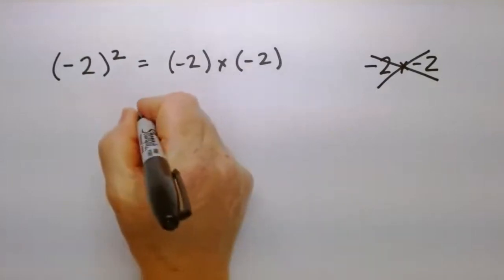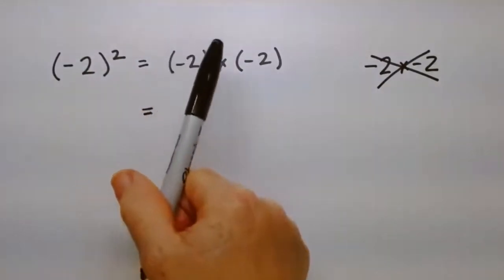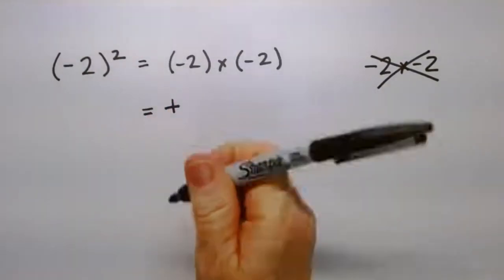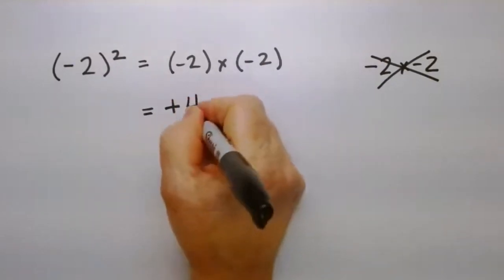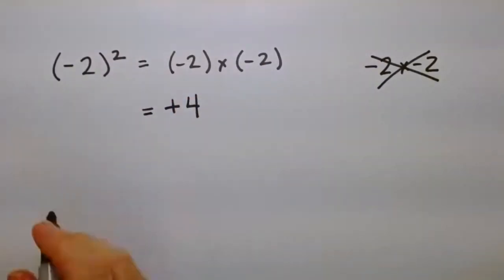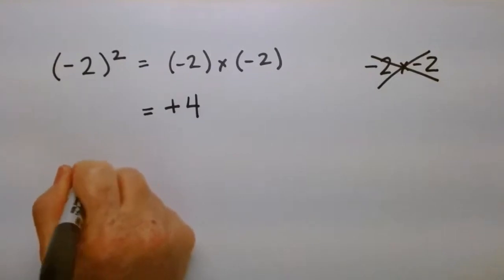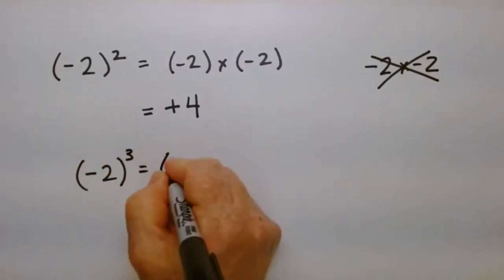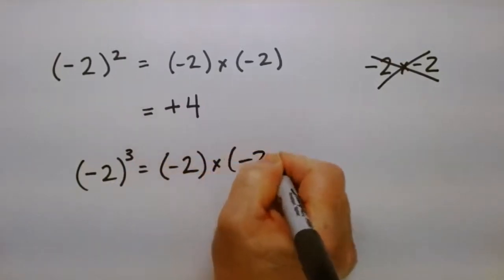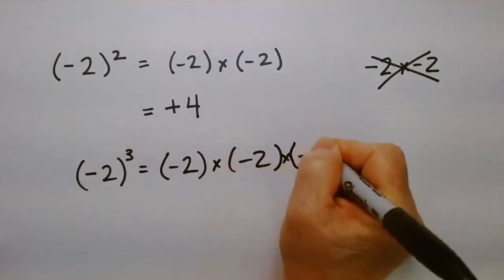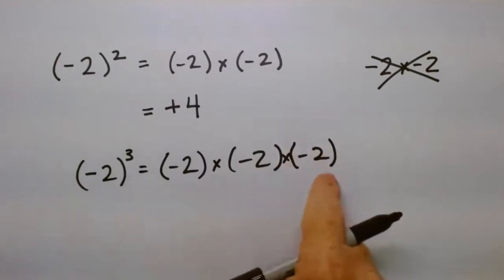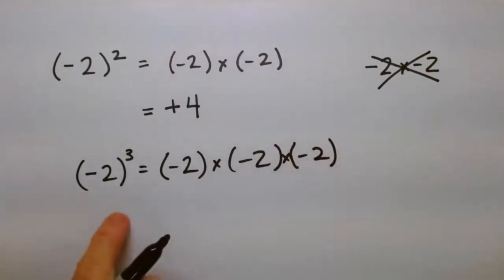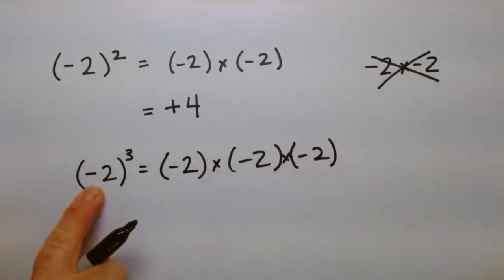So this is going to be equal to, so we have a minus times a minus, that's a plus. 2 times 2 is 4. Okay, let's do another one so you're comfortable, okay? (-2), but let's do it 3 times now. Okay, so what is that? That's -2 times -2 times -2. Okay, so 2 times 2 times 2, all right? Very similar to what we had before, only there's a minus sign here. How do we deal with that?